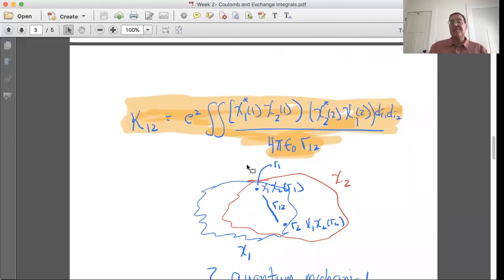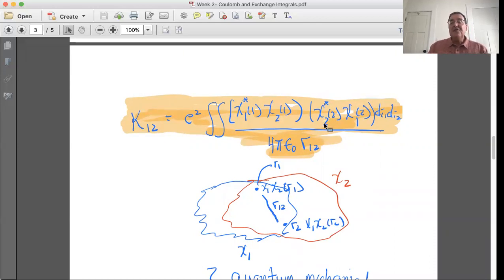But K is weirder. Here's chi1 star chi2 for electron 1. So now I've overlapped these charge densities. Here's the orbitals. Here's chi1. Here's chi2. And we're going to pick R1 and then multiply chi1 times chi2, and I get a value right there at R1. We're going to do the same thing at R2. We're going to pick R2, multiply chi1 times chi2, and we're going to go over all space.